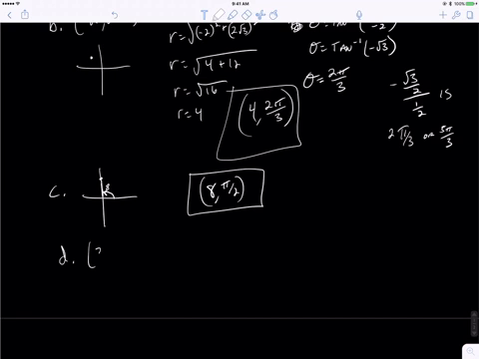D is (3.2, 0), so that is here. The length is 3.2 and the angle is 0. So this one is (3.2, 0).